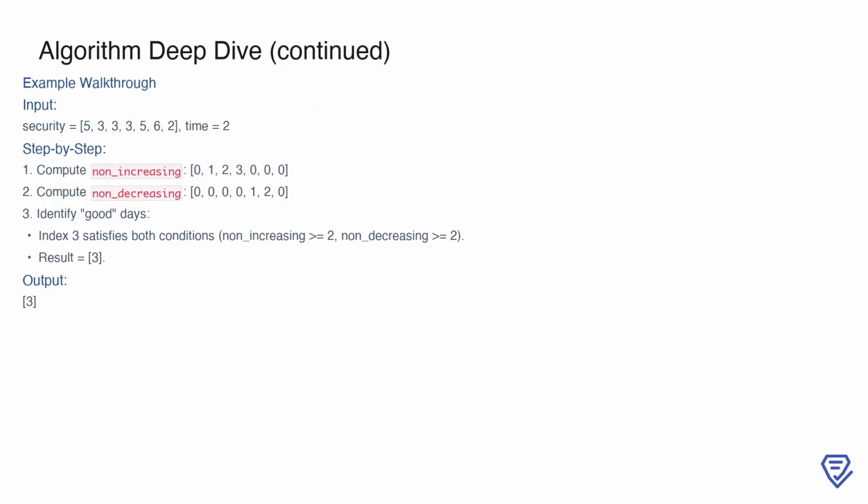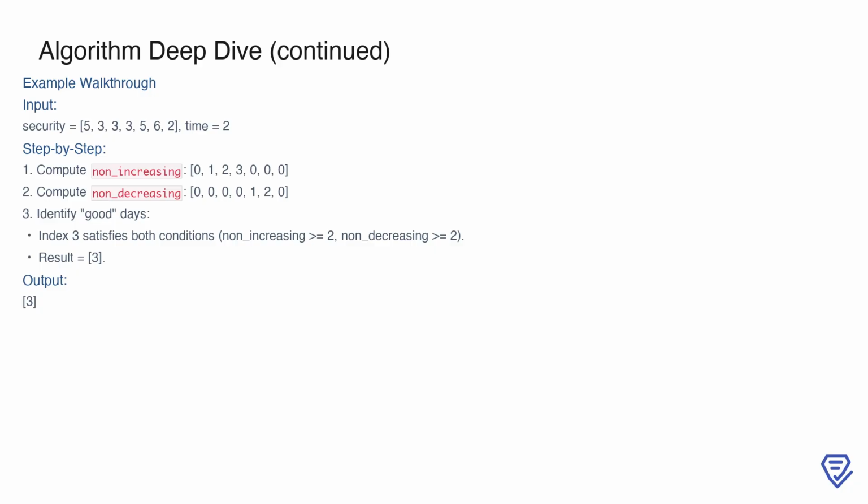To better understand the algorithm, let's go through an example. Consider the input security equals 5, 3, 3, 3, 5, 6, 2, with time equals 2. First, we compute the non-increasing array, which becomes 0, 1, 2, 3, 0, 0, 0. This shows how many consecutive non-increasing days precede each index. Then, we calculate the non-decreasing array as 0, 0, 0, 0, 1, 2, 0, representing the consecutive non-decreasing days following each index.